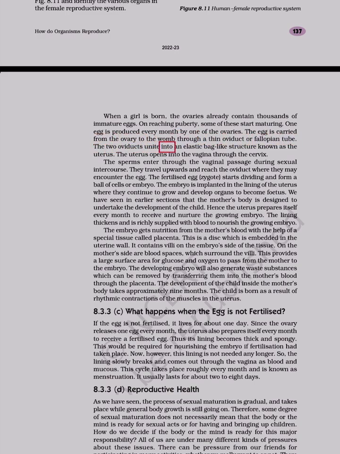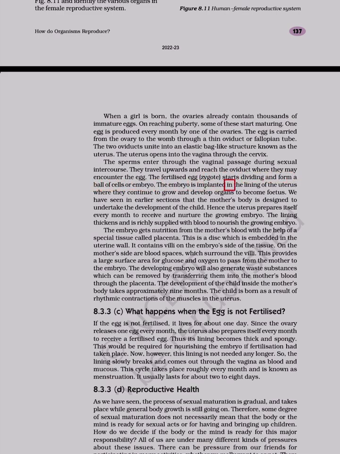The two oviducts unite into an elastic bag-like structure known as the uterus. The uterus opens into the vagina through the cervix. The sperms enter through the vaginal passage during sexual intercourse. They travel upwards and reach the oviduct where they may encounter the egg. The fertilized egg, zygote, starts dividing and forms a ball of cells or embryo.